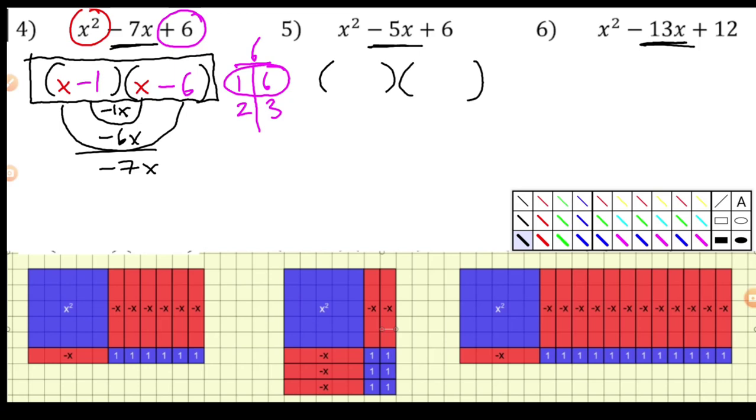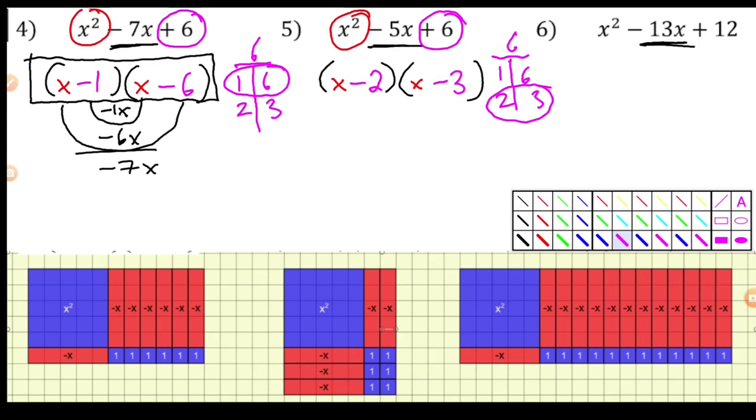All right, same method. How do you get x squared? Simple. Game over. X times x. All right, next. How do we get a positive 6? Positive 6, we can write it down again so we can see it: 1 times 6 and 2 times 3. But this time we're trying to make a negative 5. Well, this looks like it'll work for me. So I have a negative 2 and a negative 3, and they both have to be negative.